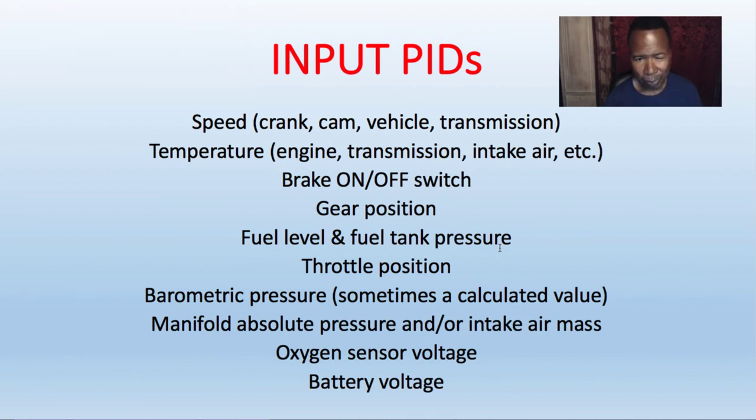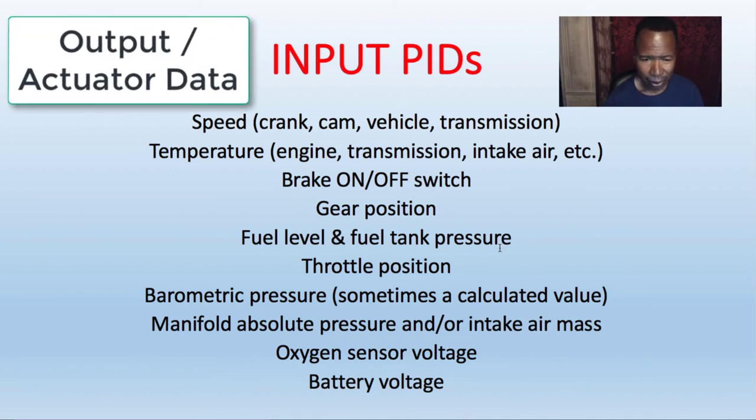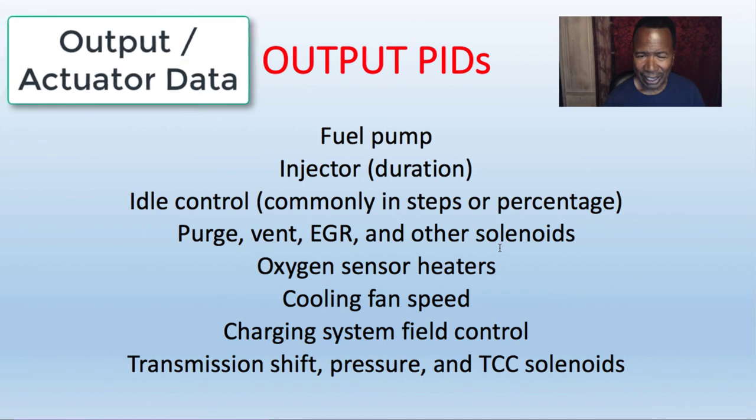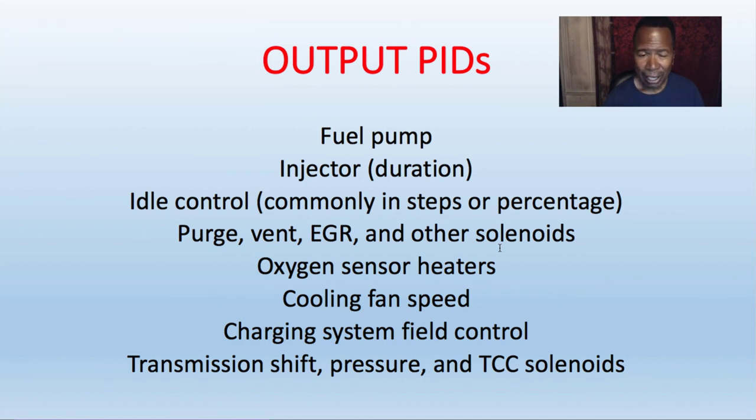For example, speed. You're cranking the car over, or you're driving down the street, something has to tell the computer how fast you're going. Something has to tell the computer you're starting the car up. That's an input, that's a sensor. Temperature the same way. An output is the hands of the computer, the actuators. They act out the command from the computer once it receives a sensor input.